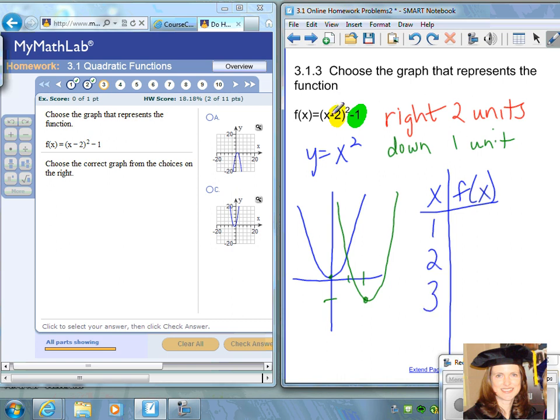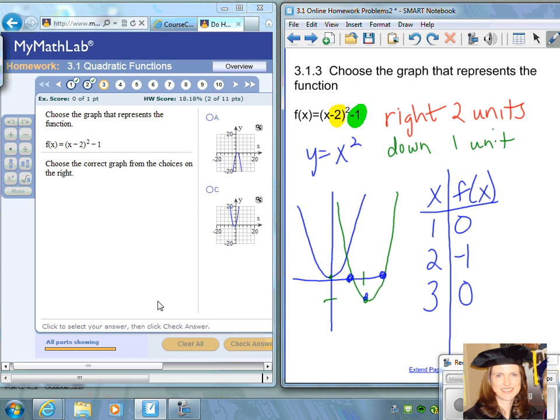When you plug 1 into the original equation for x, 1 minus 2 is negative 1. Negative 1 squared is 1, and 1 minus 1 is 0. If you plug in 2, 2 minus 2 is 0. 0 squared is 0. 0 minus 1 is negative 1. And plug in 3, you get 3 minus 2 is 1. 1 squared minus 1 is 0. So that corresponds to these points right here on the new graph.